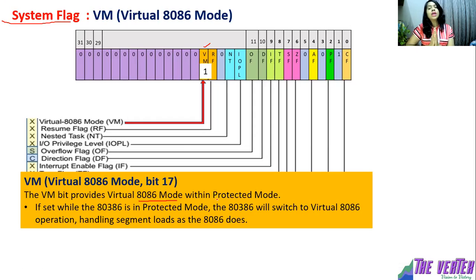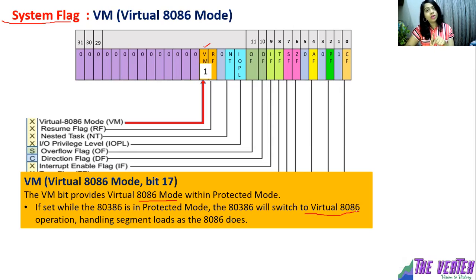Let's assume that the 80386 is running in protected mode. Protected mode means it is working like an 80386 microprocessor. And in between, if this flag is set, then while the 80386 is in protected mode, it will switch to virtual 8086 mode. That means it will start behaving like an 8086.